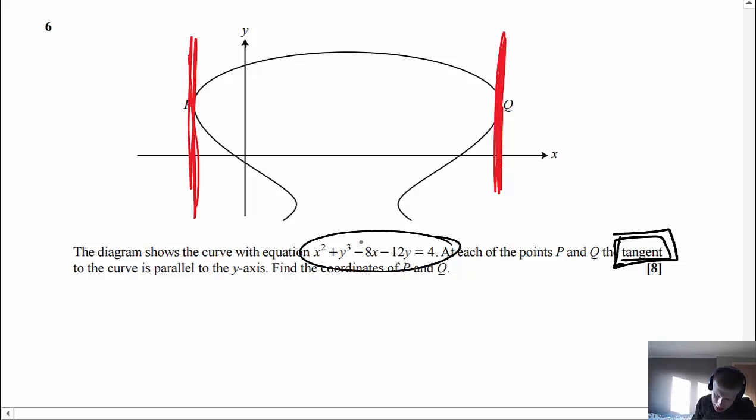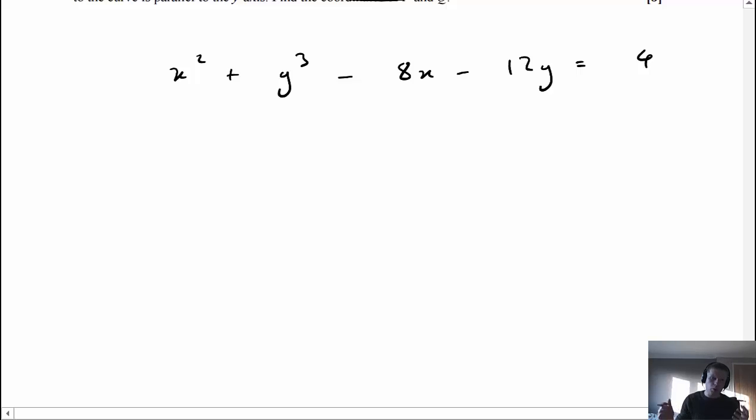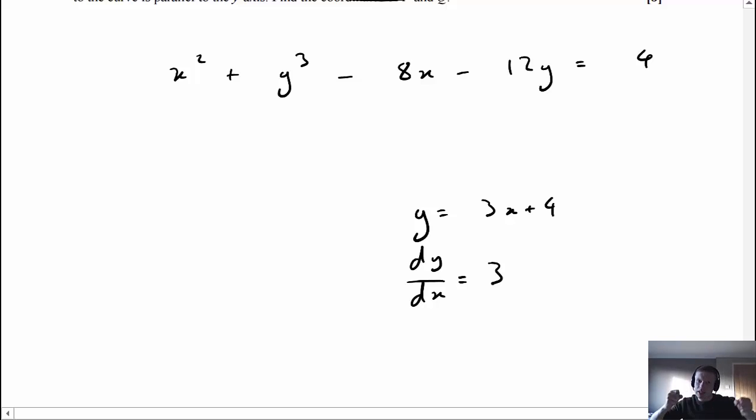So I'm going to take this function here, x squared plus y cubed minus 8x minus 12y equals 4, and I'm going to try and differentiate that. Well, I can't, can I? Because the x's and y's are all mixed together. If I was given something like y equals 3x plus 4, I could definitely differentiate that, because dy by dx equals, well, it's just 3 in that case. But here the x's and y's are mixed together, they're not separated. And if you try and separate that out, you're just going to make a real mess. They're properly mixed in with each other.